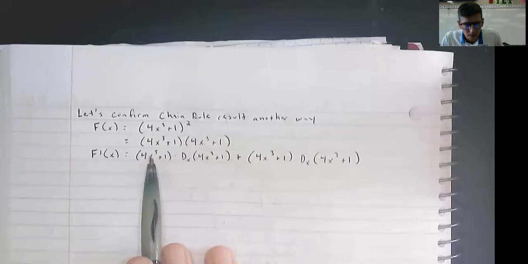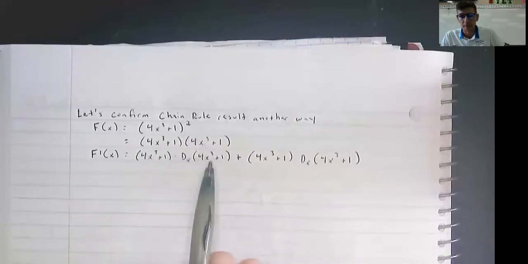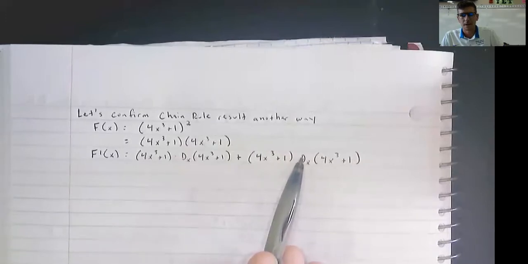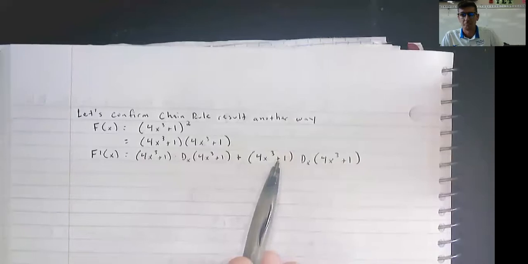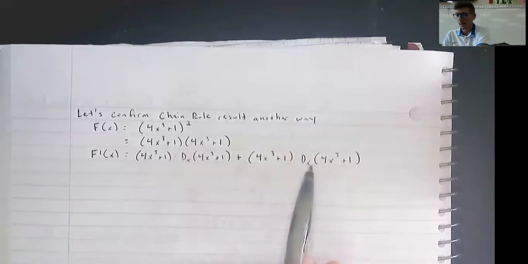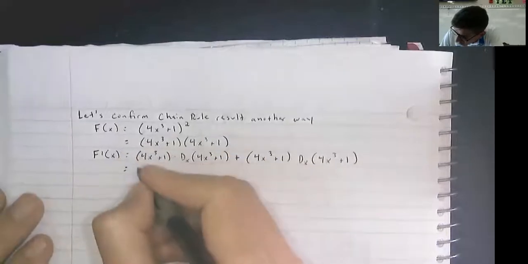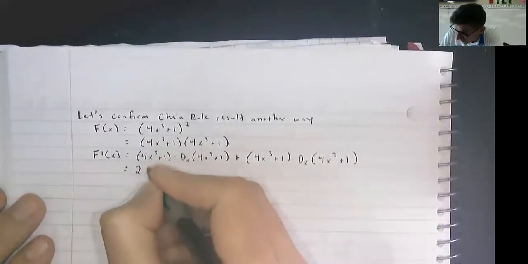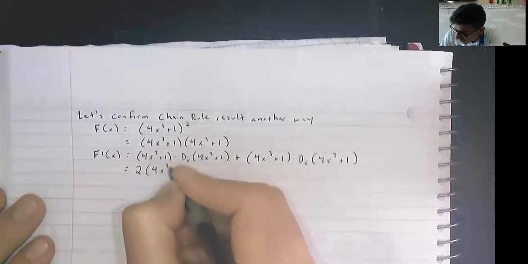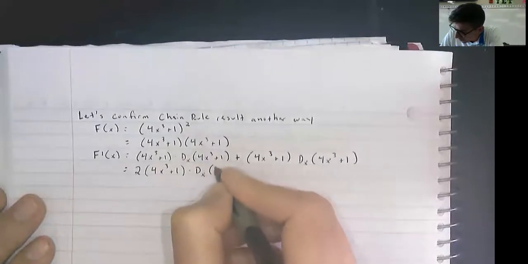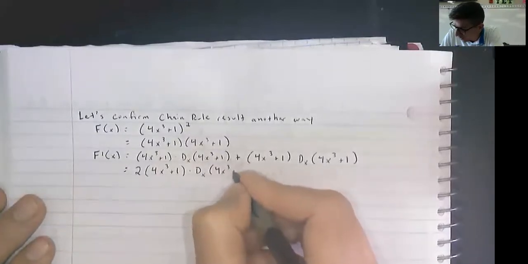Well, it looks like I've got one situation with 4x cubed plus 1 being multiplied by the derivative of 4x cubed plus 1. And then I'm adding it to the same exact thing. So really I've got two of these going on. This might be the weirdest like term you've ever seen. Maybe it's not, but these are like terms. I got two of these things. Let's make that look nicer. This is really two of this whole mess: 2 of 4x cubed plus 1 times the derivative with respect to x of 4x cubed plus 1.